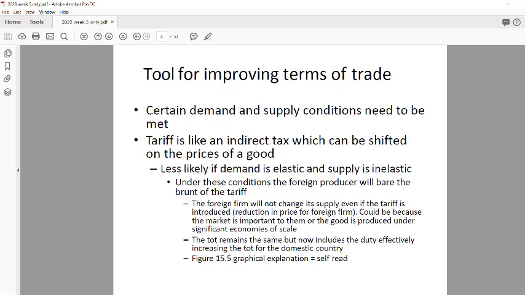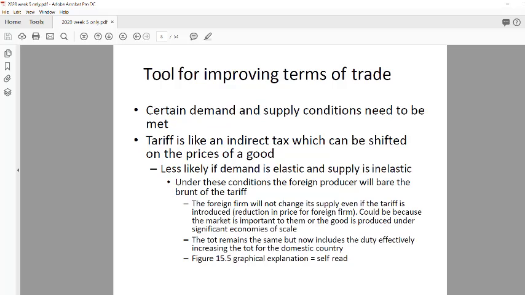And then the other idea is that this good is produced on significant economies of scale, meaning they can produce this good very, very cheaply. So imposing a tariff on them might not drastically affect them because of the economies of scale. So effectively, by imposing this tariff, you are changing the terms of trade to favor your domestic country more, only if supply is of this form and demand is of this form.